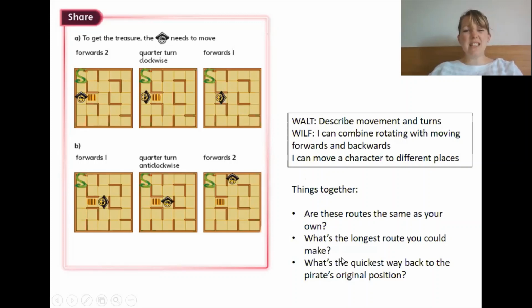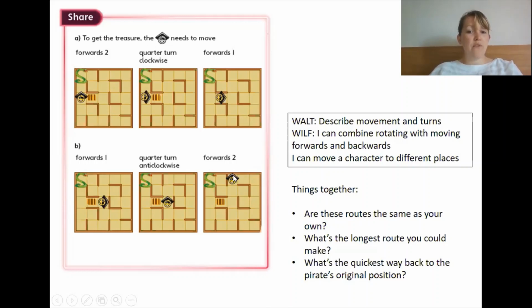The next question says, what's the longest route you can make? Now, that's a bit of a challenge. What's the longest route you can make the captain travel to get the treasure? And then finally, what's the quickest way back to the pirate's original position? So once you're up here, what's the quickest way back to the pirate's original position, which was down here?